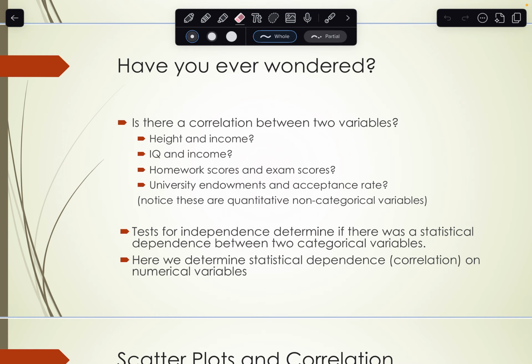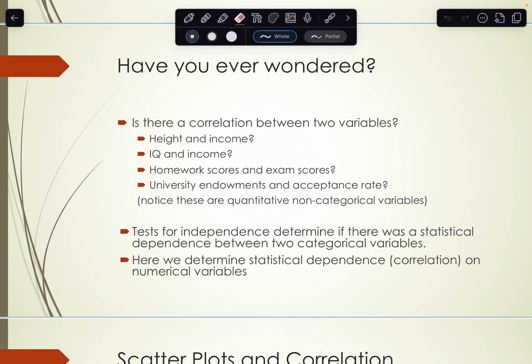Well, what does it mean to have a correlation? Let's take some examples. Is there a correlation between height and income? If you know somebody's height, can you guess their income? Is their income related to their height in some way? Does IQ tell you anything about a person's income? Do only smart people make a lot of money? Or do some people with a low IQ also make a lot of money? Things like that are indicative of a correlation between them.